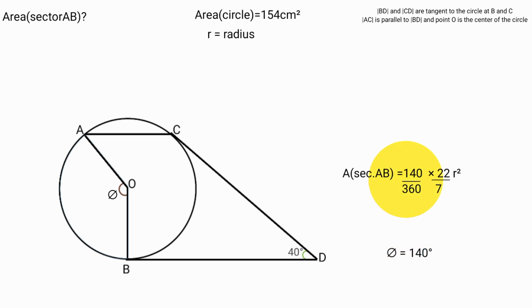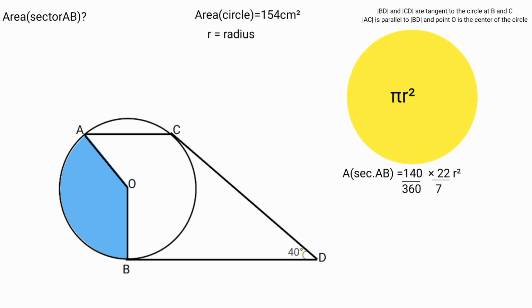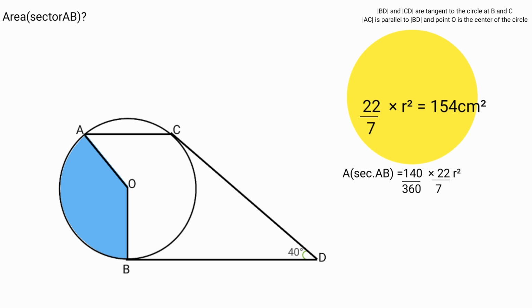Substitute it here now. Area of sector equal to 140 over 360 times 22 over 7 times r squared. So what is r now? We don't know. But here they said the area of the circle is 154 centimeters squared. And we know that the formula for finding the surface area of a circle is pi r squared. So we can equate pi r squared to 154 centimeters squared. Pi is 22 over 7, so 22 over 7 times r squared equal to 154.